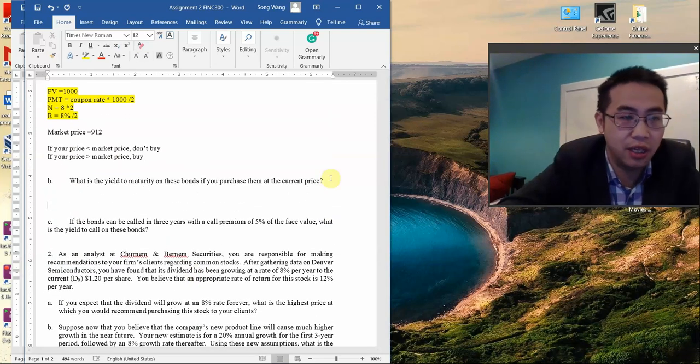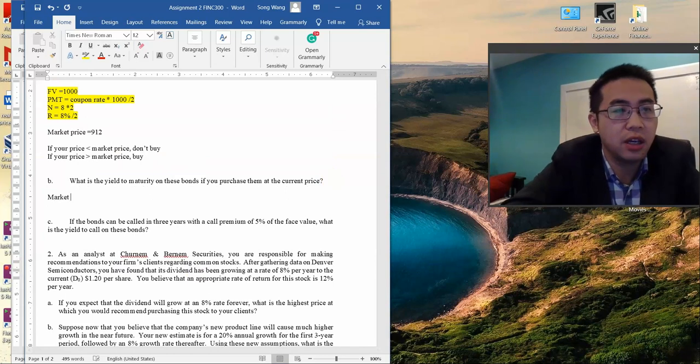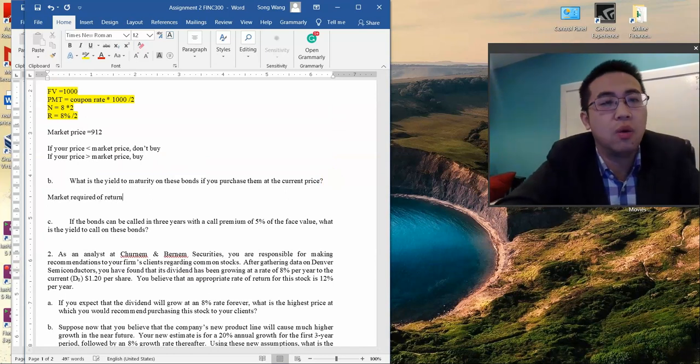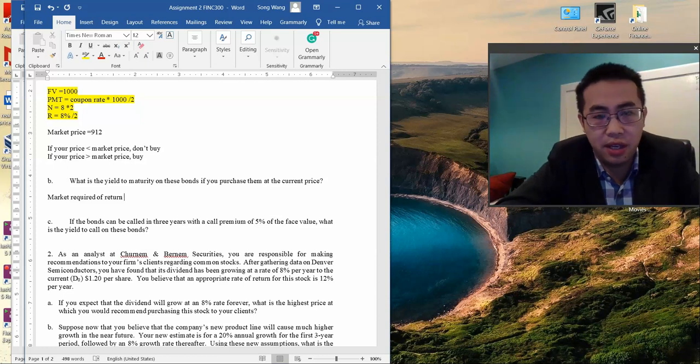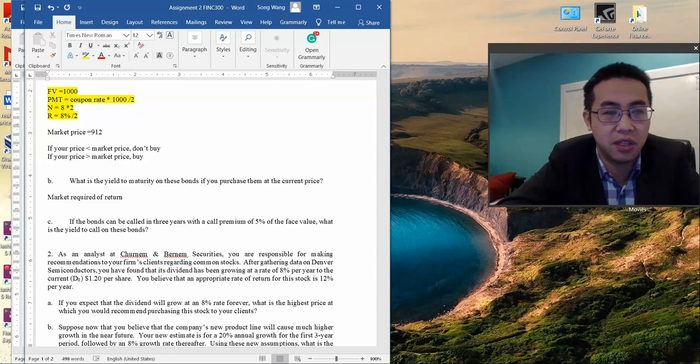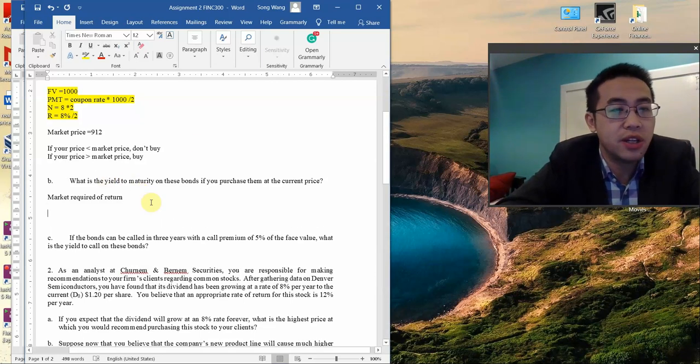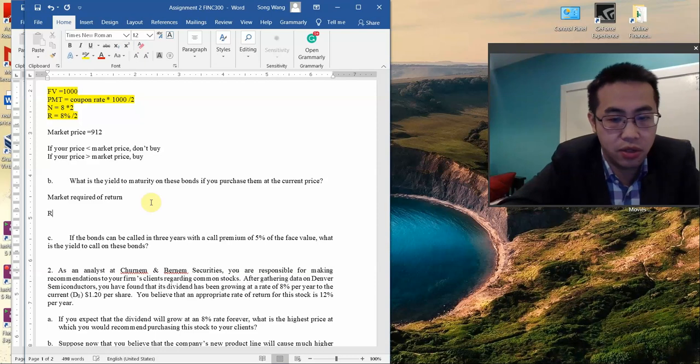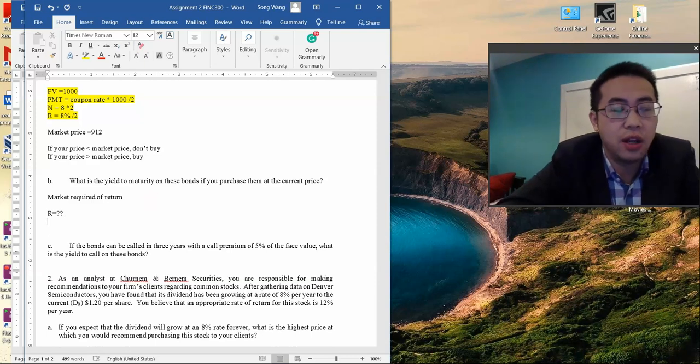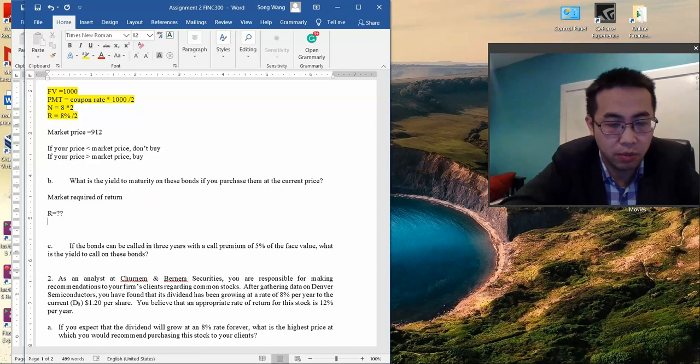And the yield to maturity, another name for it is the market required rate of return, or the return required by the entire market for this kind of bond. As I mentioned in other videos, the required rate of return is truly determined by the riskiness of the bond. If the bond is more risky, then the required rate of return should be higher. So how do you get the market required rate of return, aka yield to maturity? So this is about solving for the interest rate. And you should know all the other 4 factors to put in your calculator.